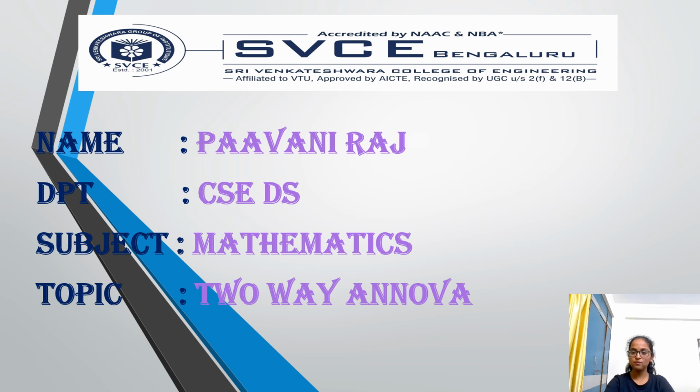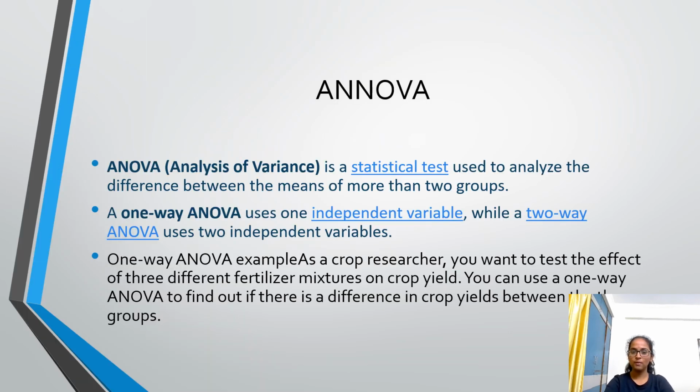So today in this section, we are going to learn about two-way ANOVA. What is ANOVA? ANOVA is analysis of variance. It is a statistical test used to analyze the difference between the means of more than two groups. In ANOVA, we have two different types, one-way ANOVA and two-way ANOVA. A one-way ANOVA uses one independent variable, while a two-way ANOVA uses two independent variables.